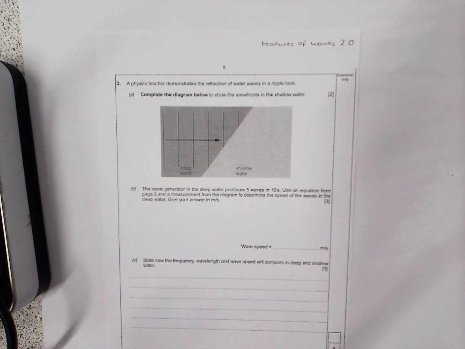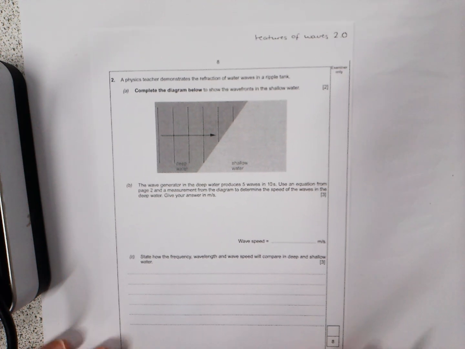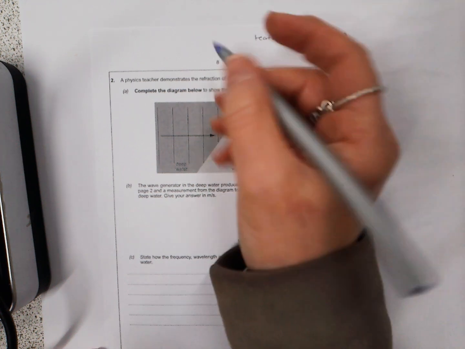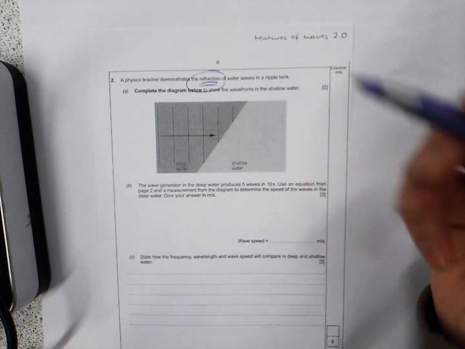Okay, let's have a quick look at this question together then. A physics teacher demonstrates refraction of water waves in a ripple tank. This is a difficult question, a higher tier question. Complete the diagram to show the wave fronts in shallow water. So this is about refraction.